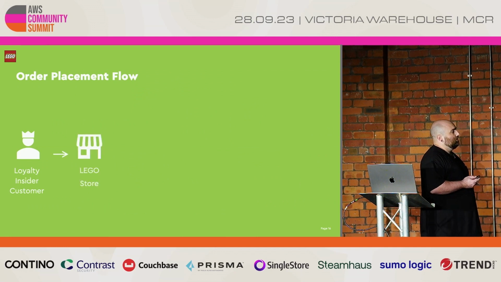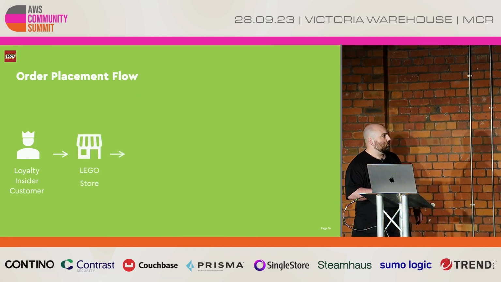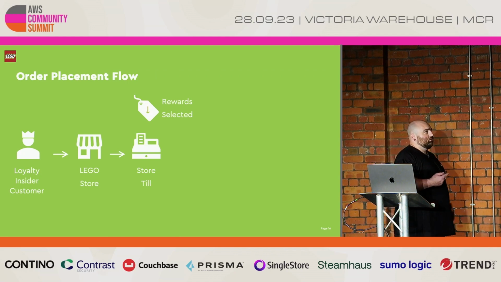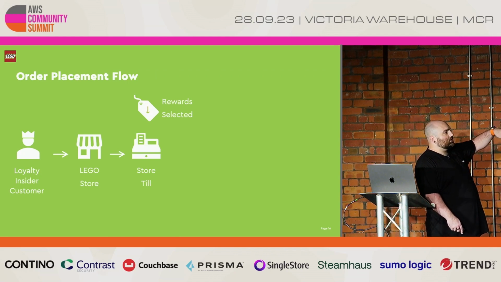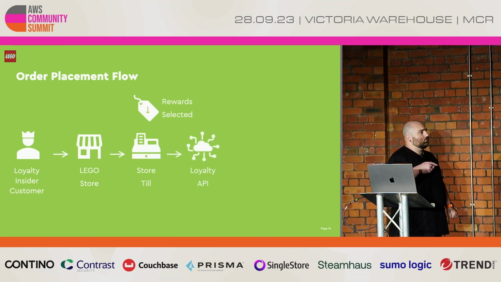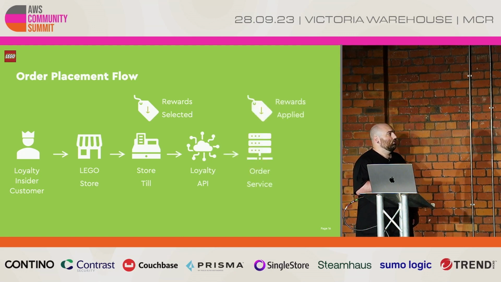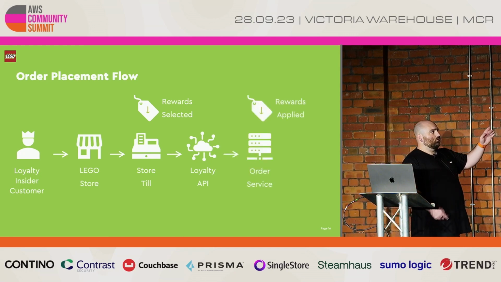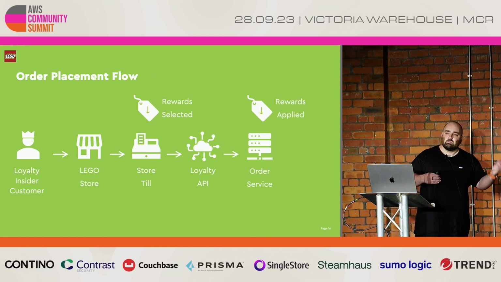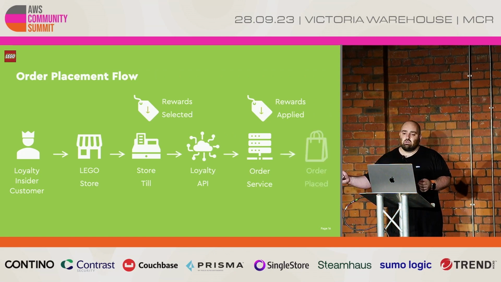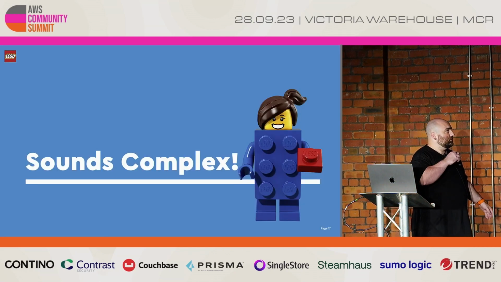So we get the insider customer, the Lego store, you've got your till with the rewards that you can select at the till, goes to the API, goes to the order service, and that's where your rewards are applied. So either your redemption or your reallocation, and then we have a successful order placement.